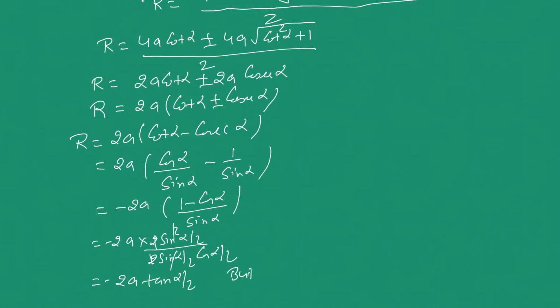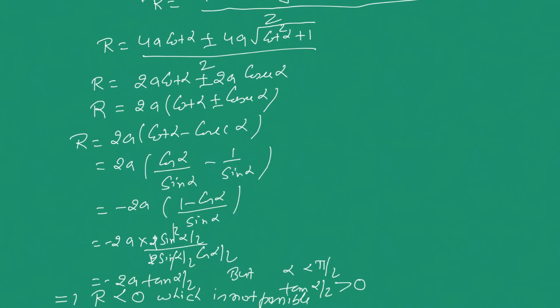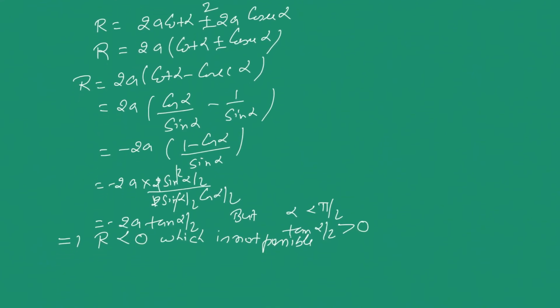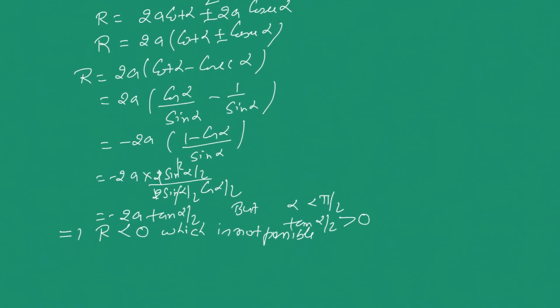But alpha is less than pi by 2. This implies that tan alpha by 2 is greater than 0, which implies r is less than 0, which is not possible, hence rejected. So this portion we have rejected.